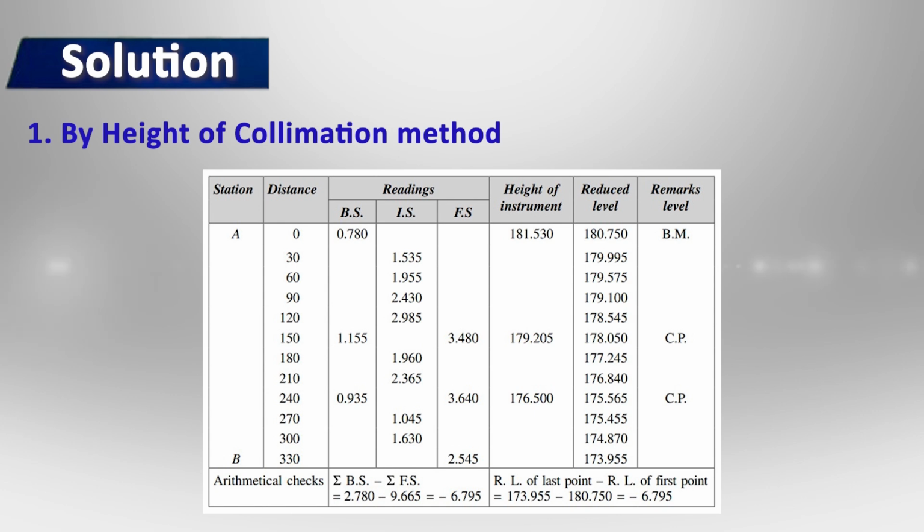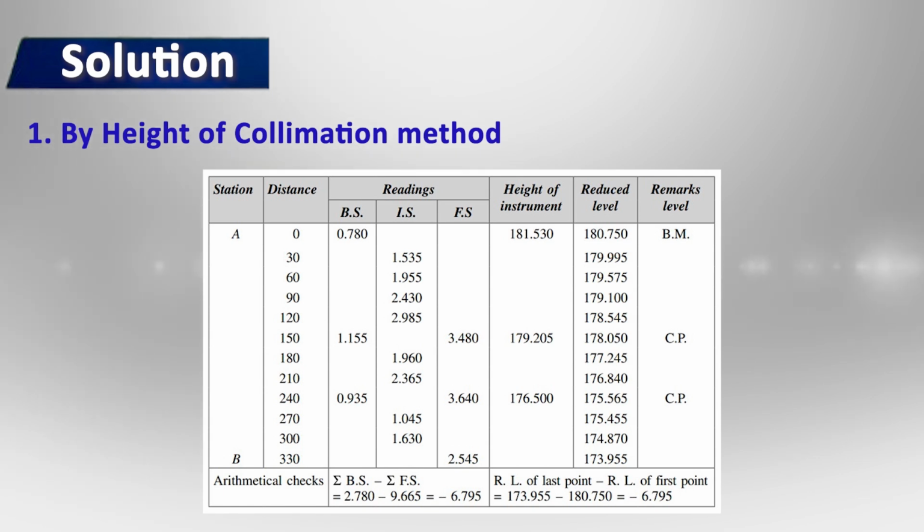So, we have different columns in which the first column is station, the second is for distance, that are regular intervals of 30 meters. Third would be of reading, that is backsight, intermediate sight and foresight. We have already jotted down all the readings as discussed in the previous slides. Next is the height of instrument, which we will be calculating, and we will be calculating the reduced level of each of the points. So, in station A, as we know, distance is 0 meters. We have been given the reduced level of station A, that is 180.750 meters.